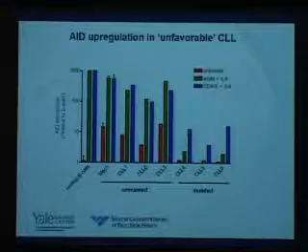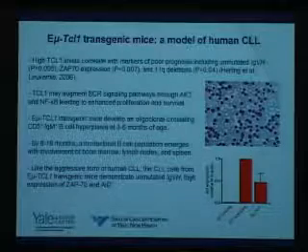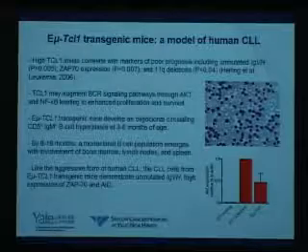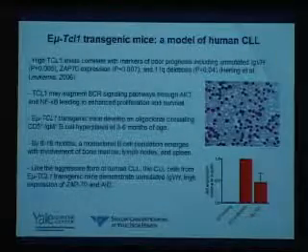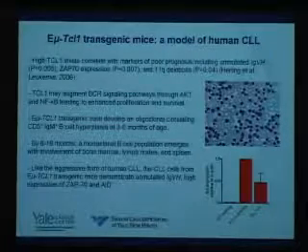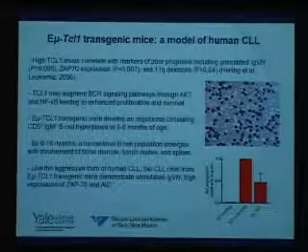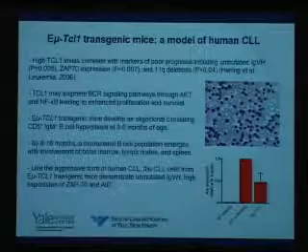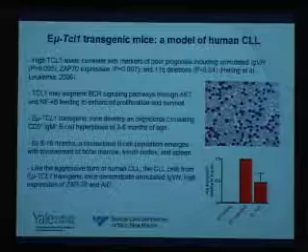And so this raises the next question of, really, what is the direct role of AID, if any, in the pathogenesis of CLL? In a collaboration with John Bird at Ohio State, we've used the Eμ-TCL1 transgenic mouse as a model of human CLL. As I said before, TCL1 is overexpressed in a subset of patients with CLL, specifically those patients with unmutated IgVH.